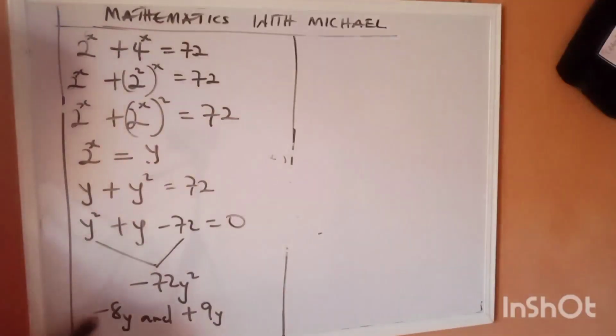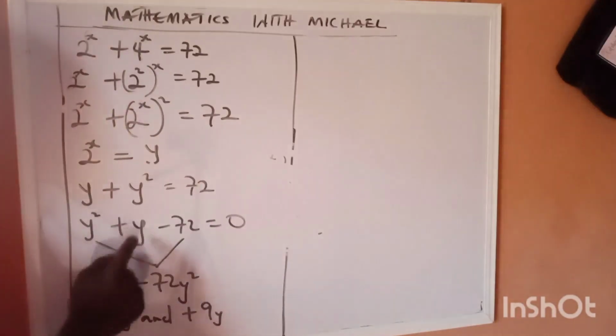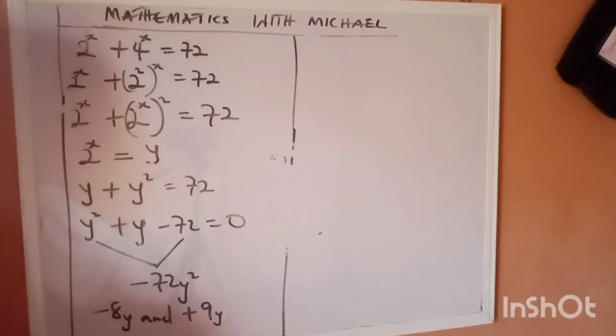Yes, I'm correct. Minus times plus is minus, 8 times 9 is 72, y times y is y squared. And likewise, if I should add these two numbers together, in other words, like having 9 minus 8, I will have y. 9y minus 8y will give me 1y. So these are the two factors that I'm actually looking for.